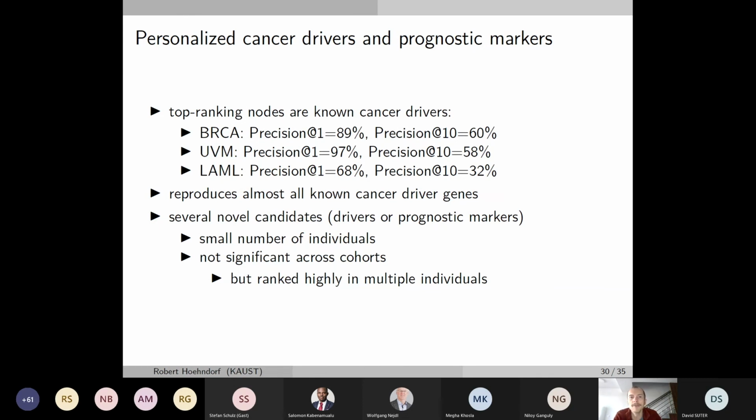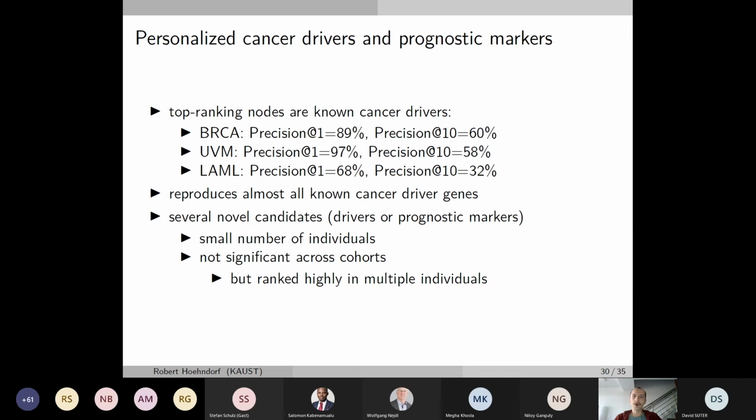And we also have leukemia, so there the precision is not so high. But overall, this model can reproduce almost all the known cancer drivers across 32 of the 33 cancers. It does not seem to work very well for thymoma, but this is possibly because thymomas are not real cancers. But thymoma is a little bit separate, and we can reproduce almost all the known cancer drivers using only these attention ranks. And we identify a number of novel candidates, which are either drivers or prognostic markers.